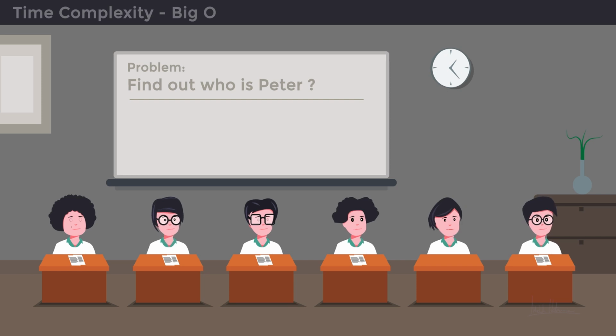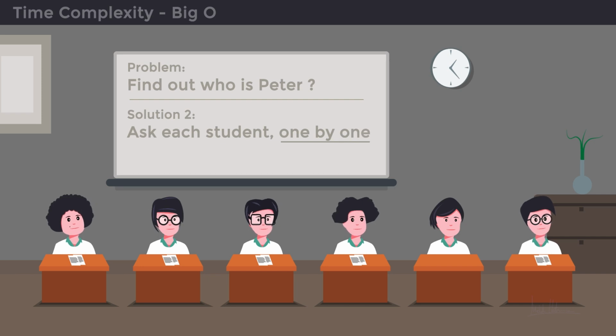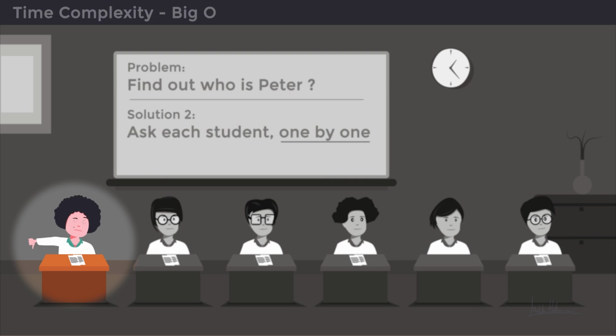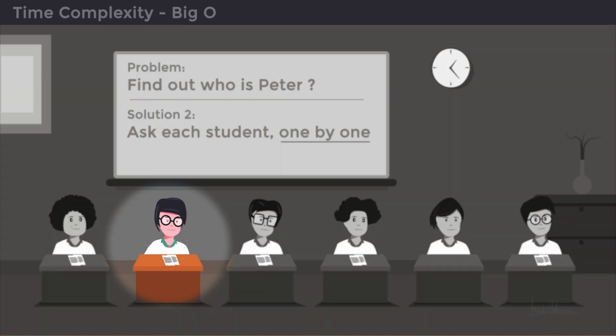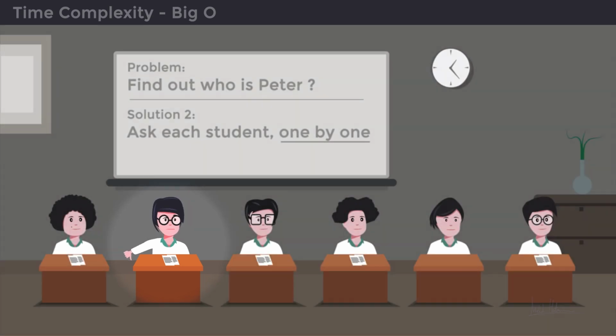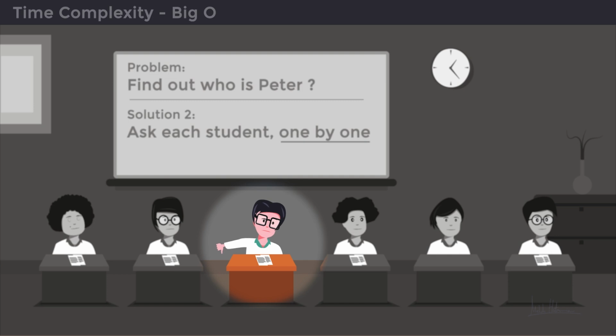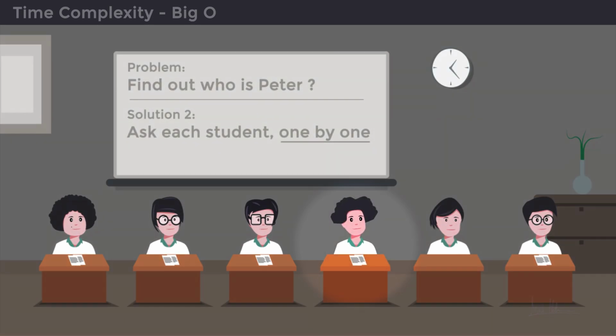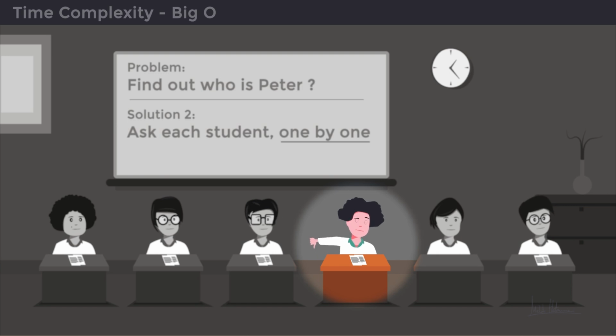In the next solution, we ask each student one by one to find out who Peter is. The time complexity is influenced by the input size, and the time required to find Peter increases proportionally with the number of students. Unlike the first solution, where we asked directly for Peter's identity, this solution is now tied to the size of the input. Each additional student introduces an additional step in the process.